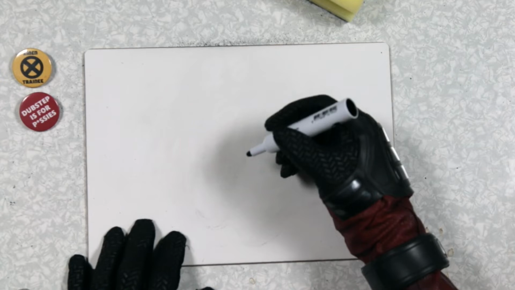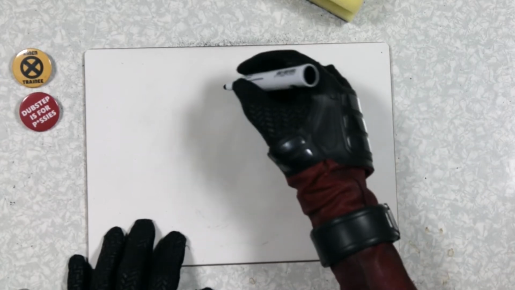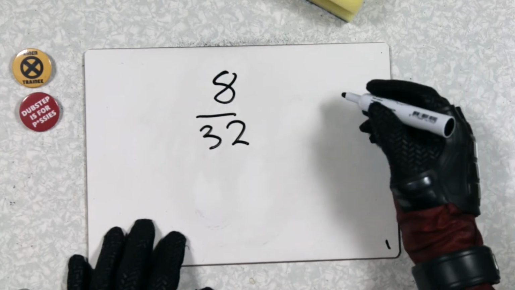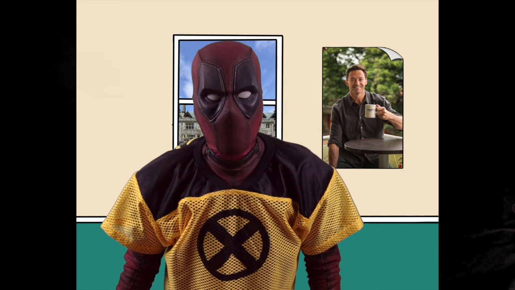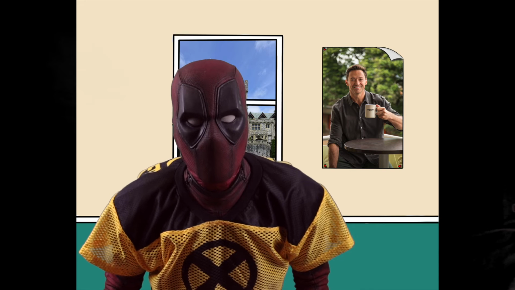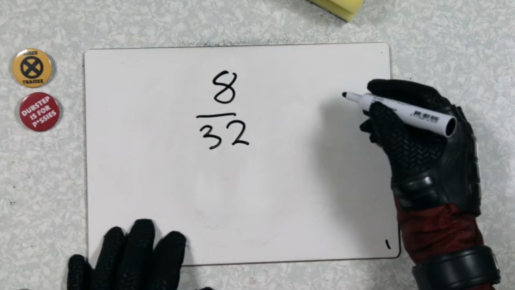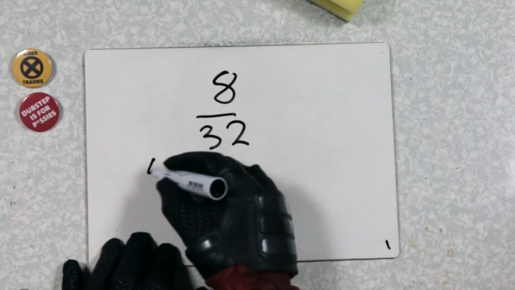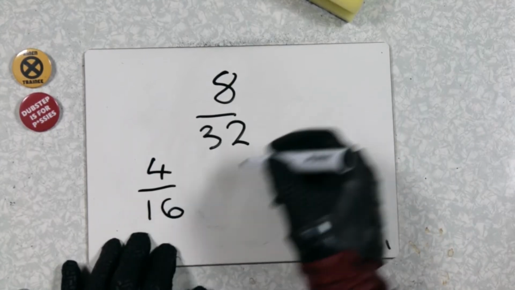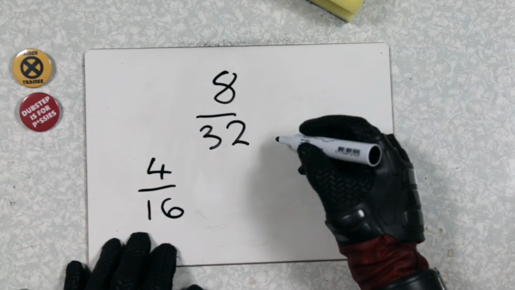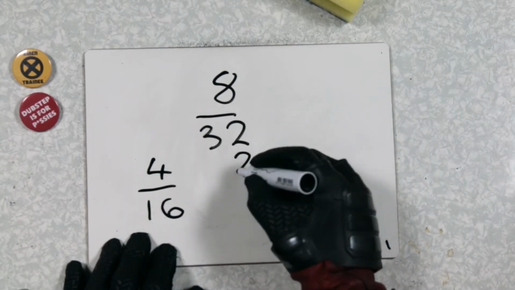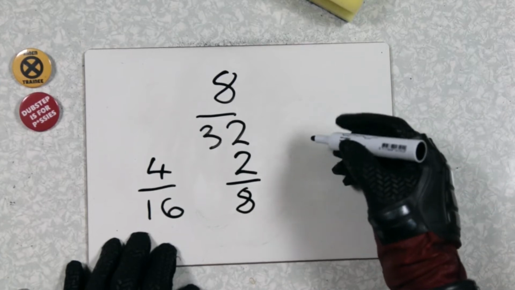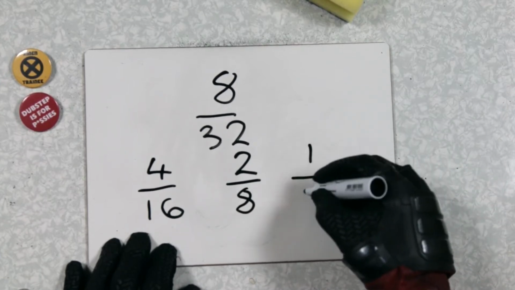Let's see if we can make fractions a bit easier to work with. Take this one, 8 over 32. Do you notice anything? Well, how about if we divide both numbers by 2? That gives us 4 over 16. What about if we do that again? Divided by 2, we get 2 over 8. How about one more time? Well, that's 1 over 4.